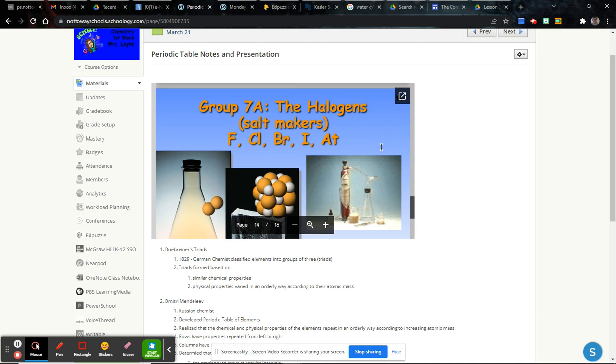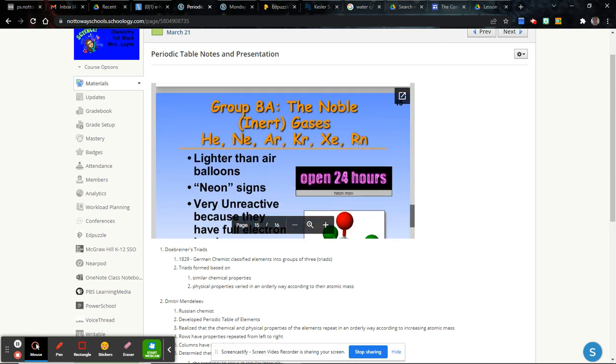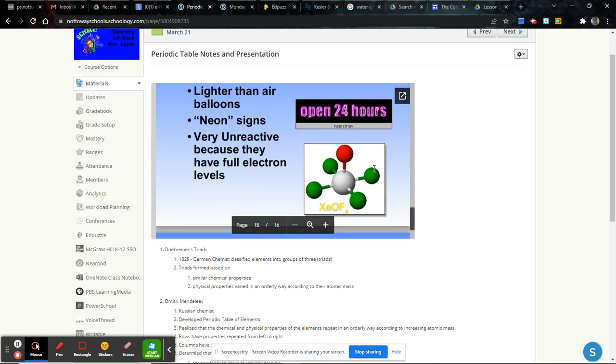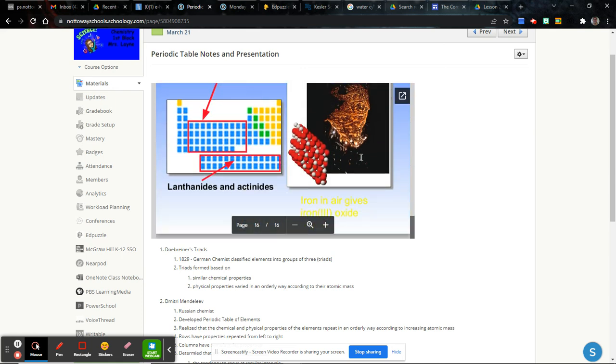Group 7A, the halogens, these are our salt makers. So fluoride, chloride, bromide, iodide, astatine. All right, those are going to be ones that do that. Then we have our noble gases. We could also call these inert gases. These are the ones that are very light. They make up neon signs. They're very unreactive because they have full valence electron shells. Okay, and then with the transition elements, right here we have our lanthanides and our actinides on the rare earth metal and man-made metal section.